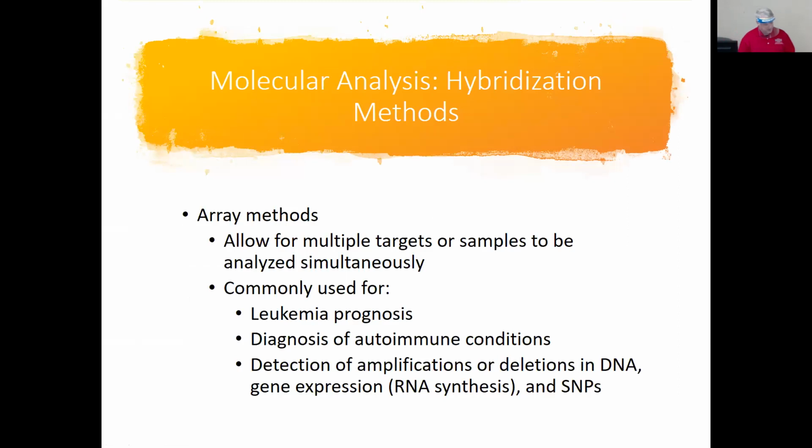This kind of led to what's known as a film array or an array method, which allows for multiple targets or samples to be analyzed simultaneously. Just think of the film array for a blood culture, right? What do you think might be in a blood culture? Are we going to look for viruses? We're going to look for bacteria, right? Yeah, I mean, we could. Blood culture positive.